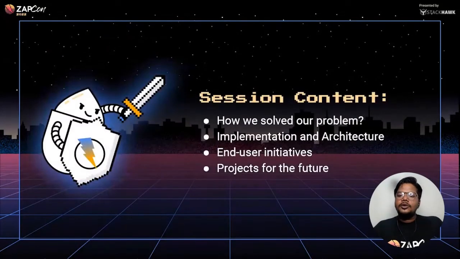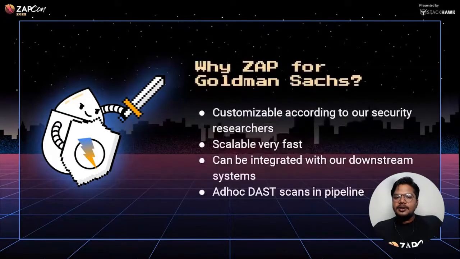So what you are looking at in this session is the problem which led us to create this application, or the project, you may say, and how we solved those problems. Then I will talk a little bit about the implementations and architectures, and then end user initiatives and the future projects, which Venkat will be taking care of. Next slide, please. Yes. So why we built this, meaning why we started using ZAP in Goldman Sachs.